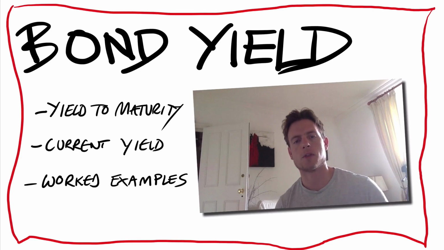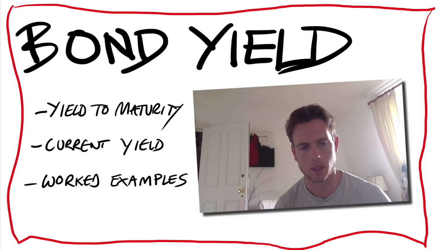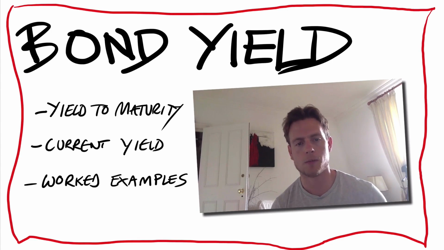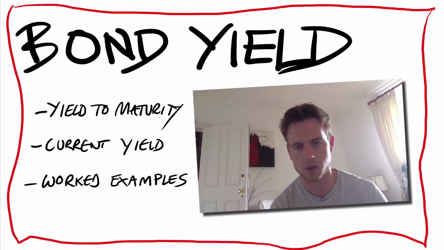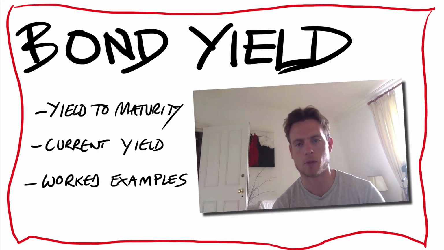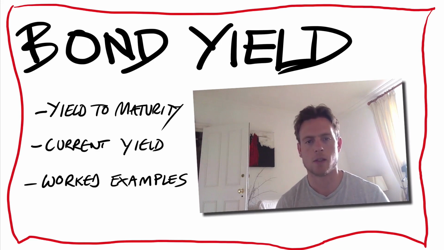And we're just going to build on those concepts and really talk in more depth about yield to maturity. Current yield, which is actually probably the simpler version of yield. Going to work through some examples, hopefully as usual, just to make the point crystal clear. Okay, so let's get started.